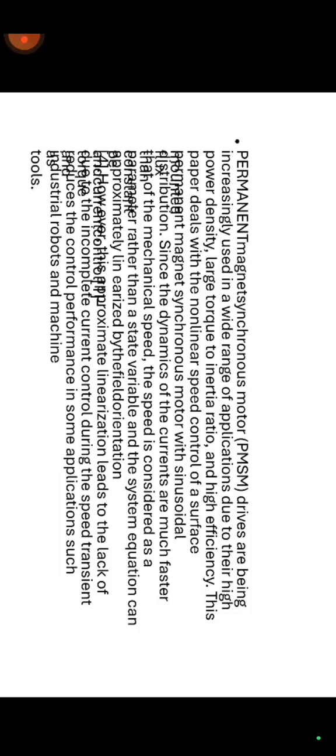Since the dynamics of the currents are much faster than the mechanical speed, the speed is considered as a parameter rather than a state variable, and the system equation can be approximately linearized by the field orientation. However, this approximate linearization leads to a lack of torque due to the incomplete current control during the speed transient, which reduces the control performance in some applications such as industrial robots and machine tools.